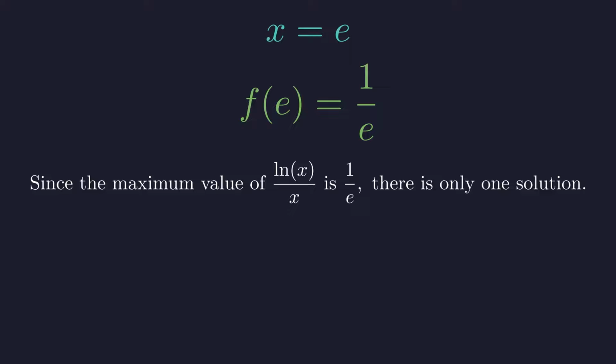And there's our proof. The function natural log of x over x reaches its maximum value of 1 over e at exactly one point where x equals e. Since the horizontal line is at this exact height, it touches the curve at exactly one point. This confirms that x equals e is the unique solution to our original equation.